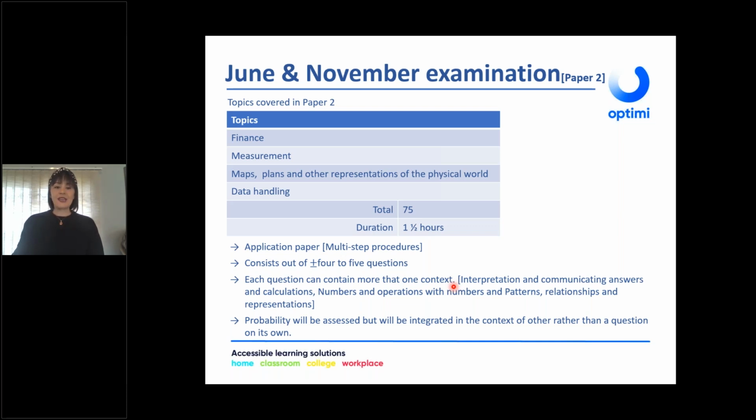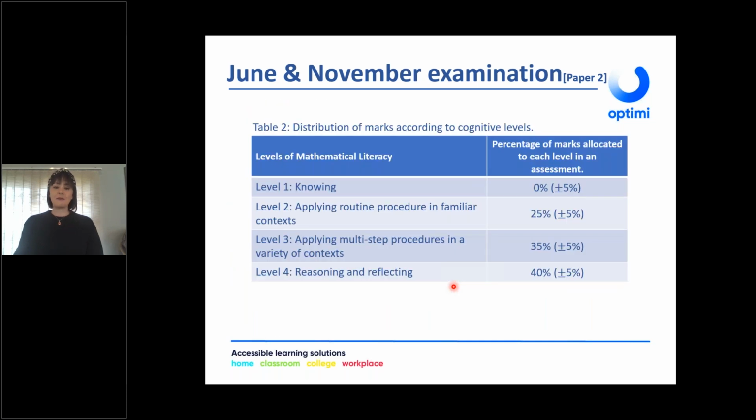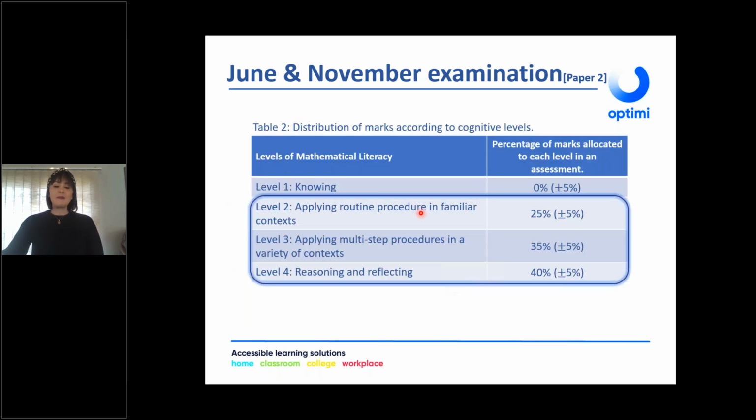Now let's have a look at the levels that we are going to cover in paper two. This paper is going to be a level 2, 3, and 4 paper. So your cognitive levels will be these three, and you will find that 25% of the paper is going to be on level 2 questions, 35% will be on level 3 questions, and then level 4 will be 40% of the questions in the paper.